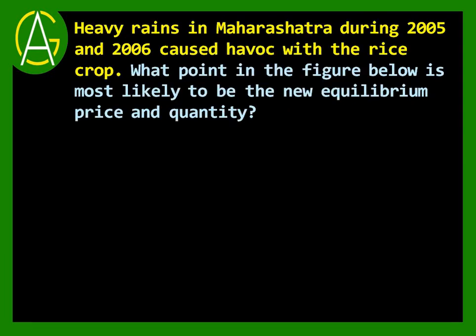Next, heavy rain in Maharashtra during 2005 and 6 caused havoc with the rice crop. Havoc means destruction. The rice crop is destroyed. This simply means that there will be lesser supply in the market. No information is given about demand. It means that the demand curve will remain constant, but the supply is going to decrease.